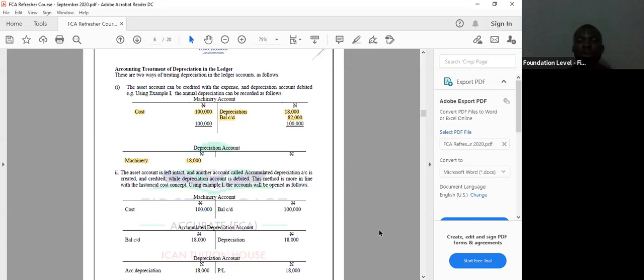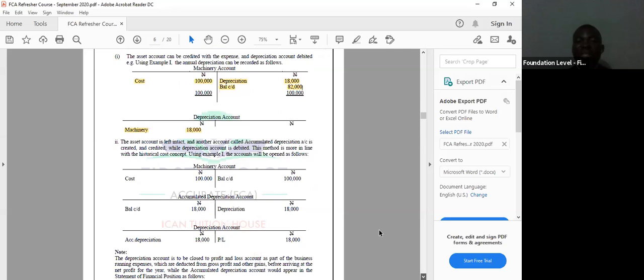Now, moving on, let's look at the second method using the same example. For the second method, the asset account will remain the same. The asset account will not change. So we have the cost of the asset to be 100. Then for the year also it will be 100, and continue for the next 5 years. The figure will remain the same for the second method. The asset will be left intact.